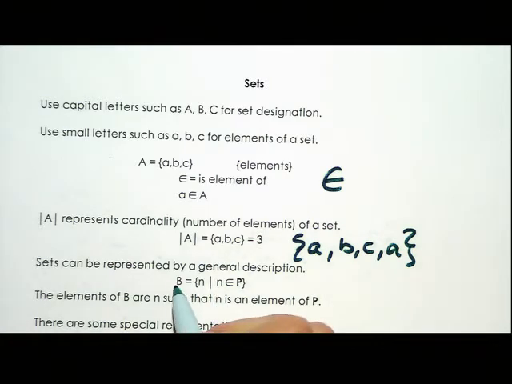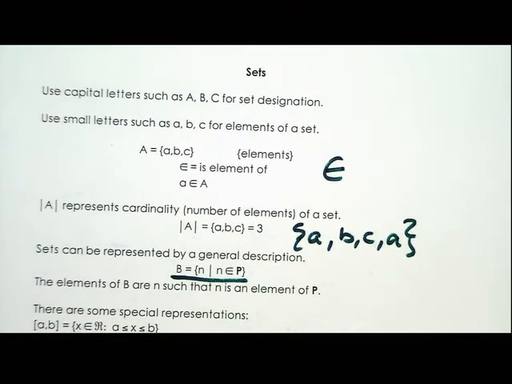Okay, so here's our general description of how we write a set, and then we're going to do some examples of some different kinds of sets. So this one is funny. It's not funny, it looks funny probably to you because you've never seen it before. So this says B is the set containing N so that N is a member of P. And you probably don't know what P is, but it's the positive numbers.